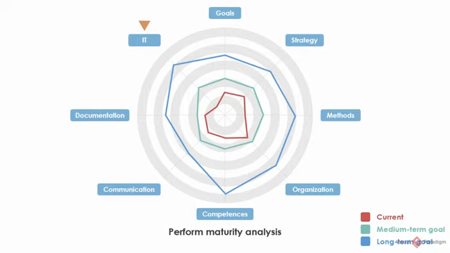We can make use of this chart to represent the level of maturity in different stages. Obviously, the red ring indicates the current maturity. The green ring indicates the level of maturity we want to achieve in the medium term. The blue ring indicates the long-term goal.